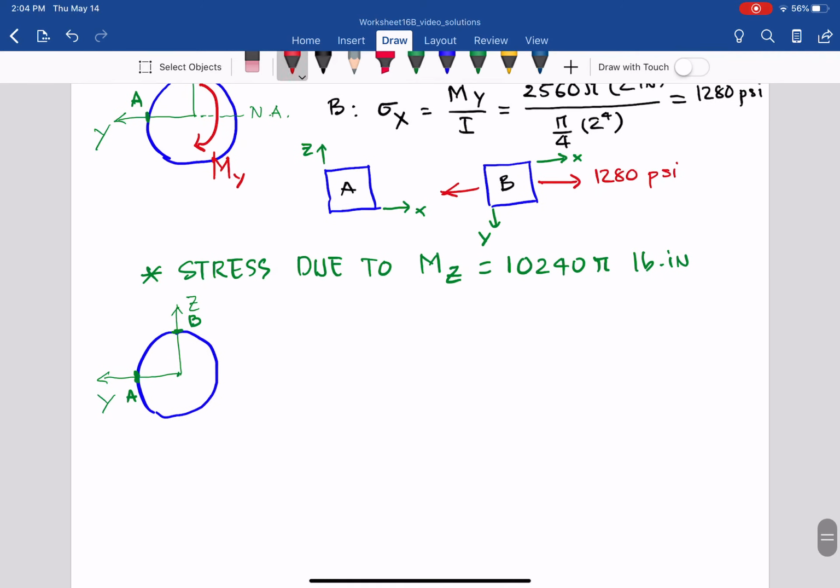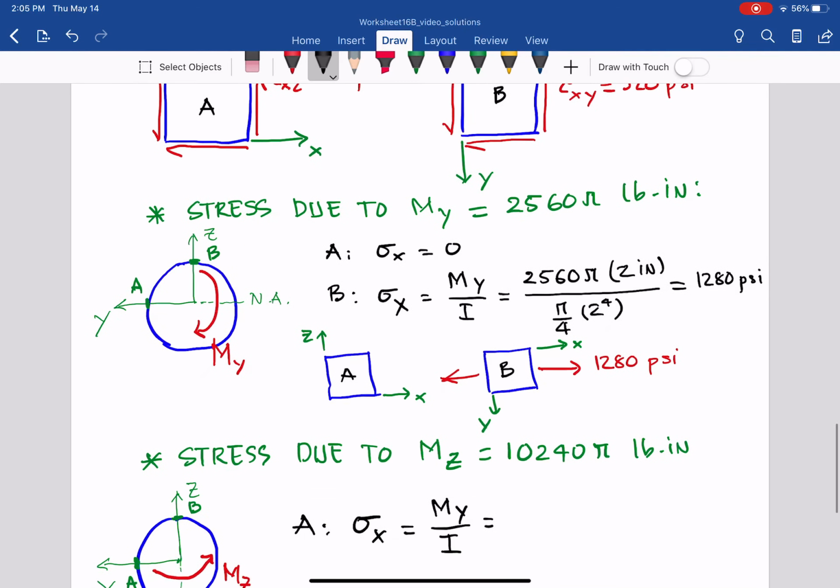So in cross section, the moment mz will go from left to right, so that is mz. And as you can see, the neutral axis for mz becomes the z axis, NA. So what does that mean? The normal stress due to mz at B equals 0, and at A is the maximum. So at A we have sigma, and in this case still sigma x, equal to mz y over I.